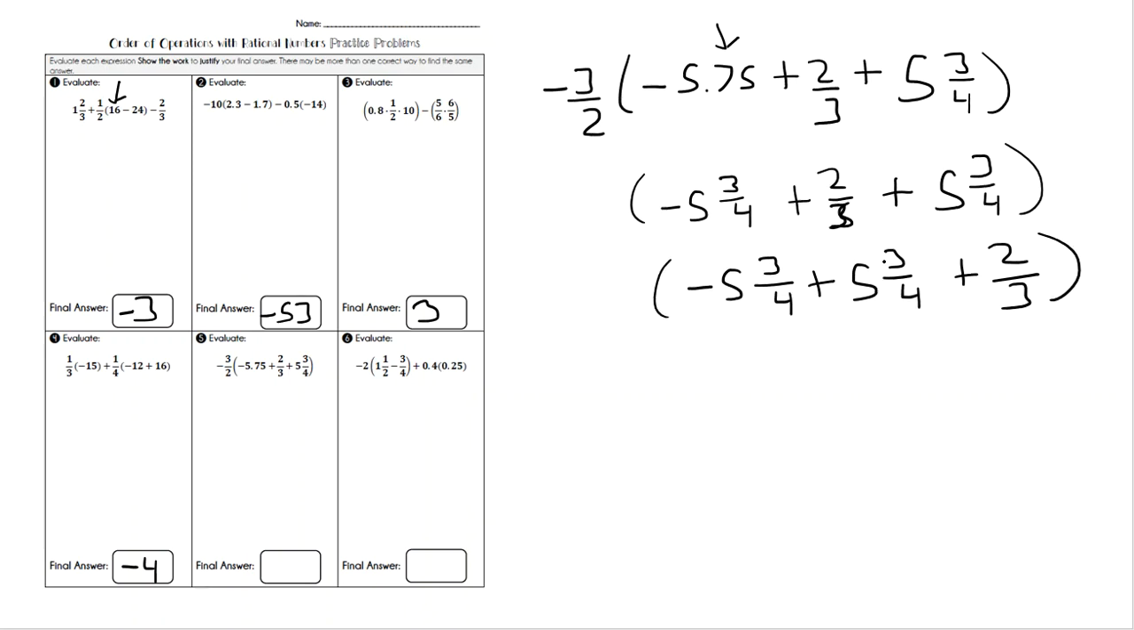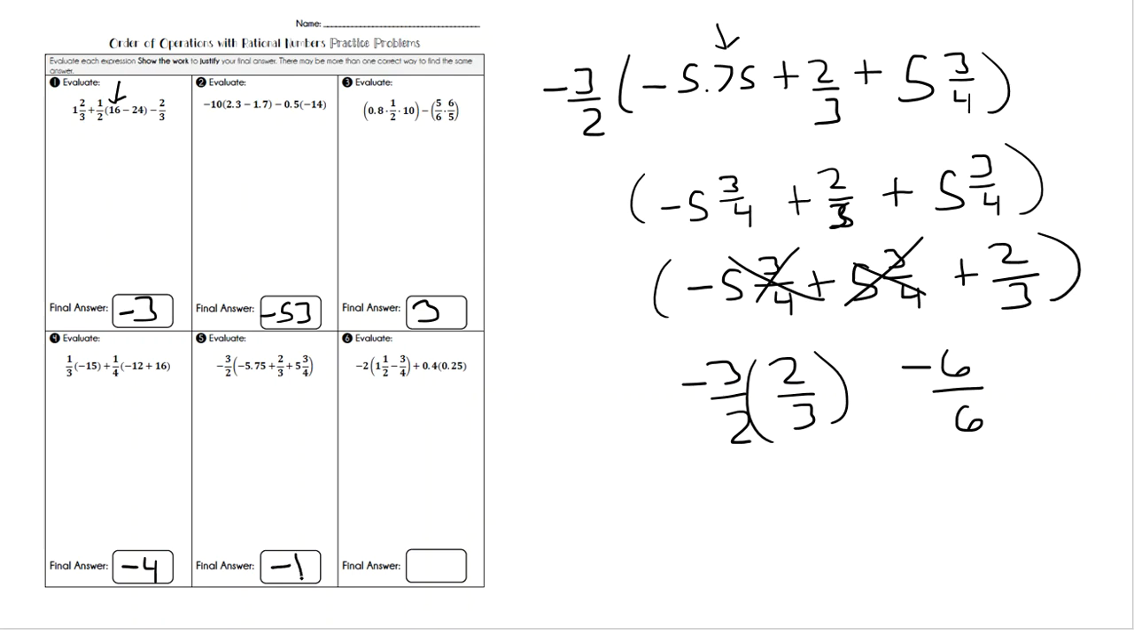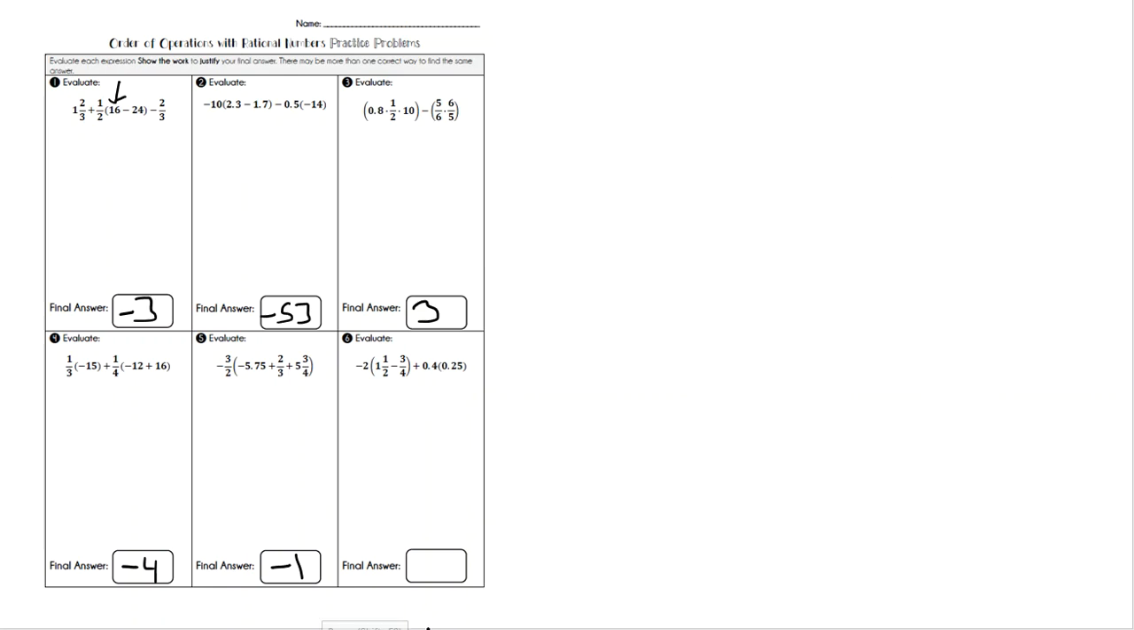So a negative 5 3/4 and a positive 5 3/4, that's just going to cancel each other out, and it will give us a 0, and then a 0 plus 2/3 is 2/3. Okay, so now we have a negative 3/2 times by 2/3. That is going to be a negative 6/6, and a negative 6 divided by a positive 6 is a negative 1. Okay, let's go ahead and do the last one, and then I am going to give you guys some to practice on your own.